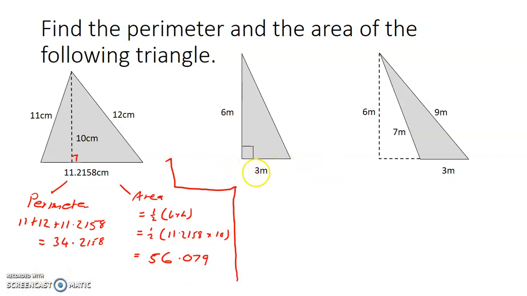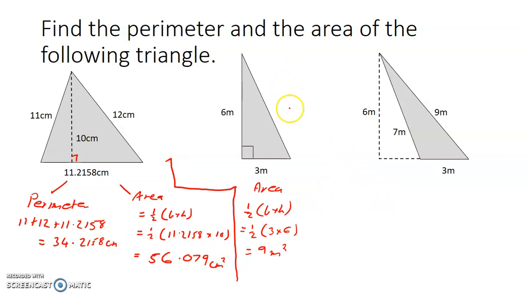For the next one, it can be a little bit hard to see what the base and the height is. Now, because this is at a right angle, one of these will be the base, one of these will be the height. So here's our base, here's our height. I'm going to do area first, it's probably the easier one for this problem. And area was a half of base times height, which was a half of 3 times 6, which is a half of 18. So 9. Because it's in metres, my area is metres squared, which means back here I should have done centimetres squared, and perimeter is just centimetres.